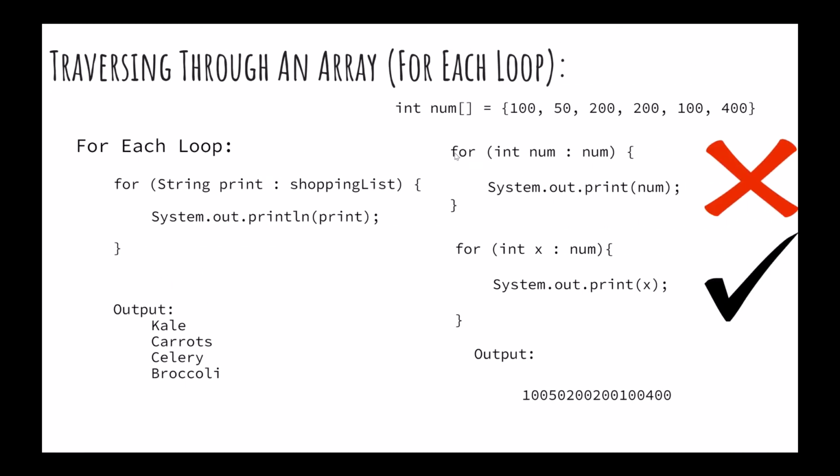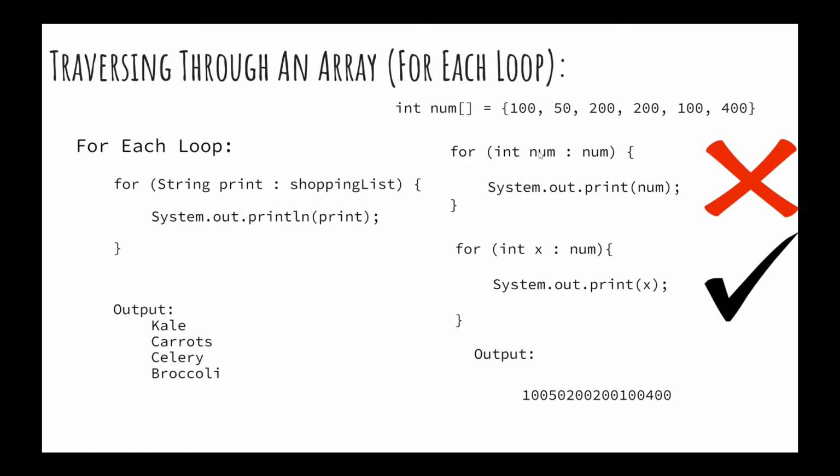So let's do an example of using a for each loop. We have an integer array that is going to be called number. It's going to hold the values 100, 50, 200, 200, 100, and 400. Now, you notice that there's an X here and there's a check mark here. That's because when we do for (int num : num), the compiler is not going to know which num you're pointing towards.